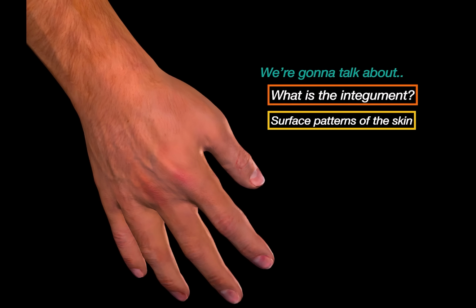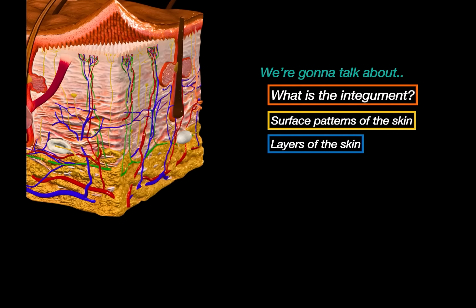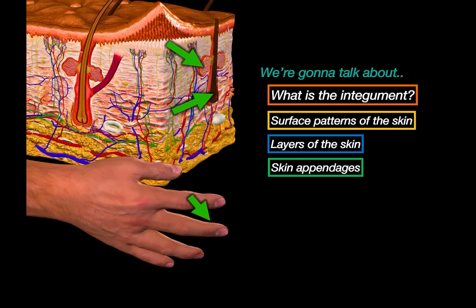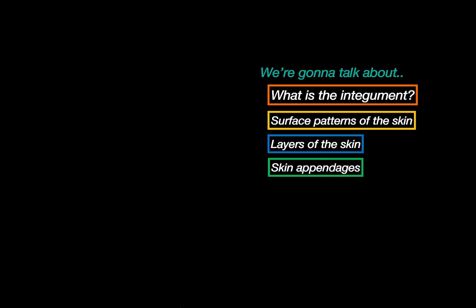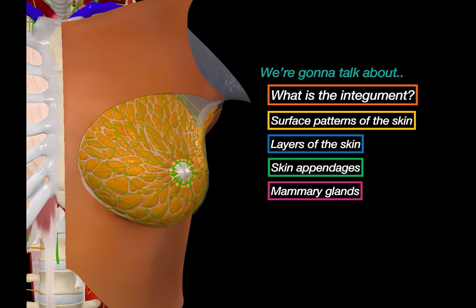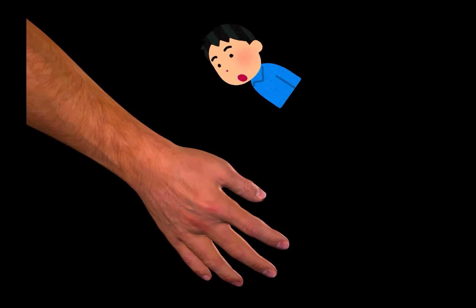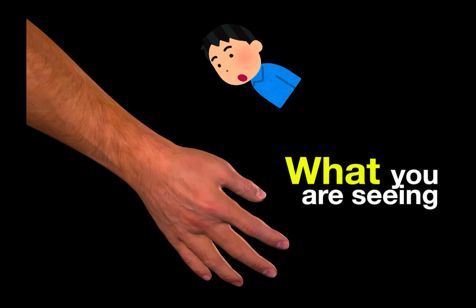After that, we will go into the layers of the skin and see what each layer is doing. Once we've done that, we will talk through the skin appendages, such as sweat and sebaceous glands, hair follicles, and nails. And finally, we will zoom out to the breasts and see how the mammary gland is built as a modified sweat gland. I will also throw in a few clinical notes along the way, and by the end, you should be able to look at your own skin and actually understand what you are seeing.